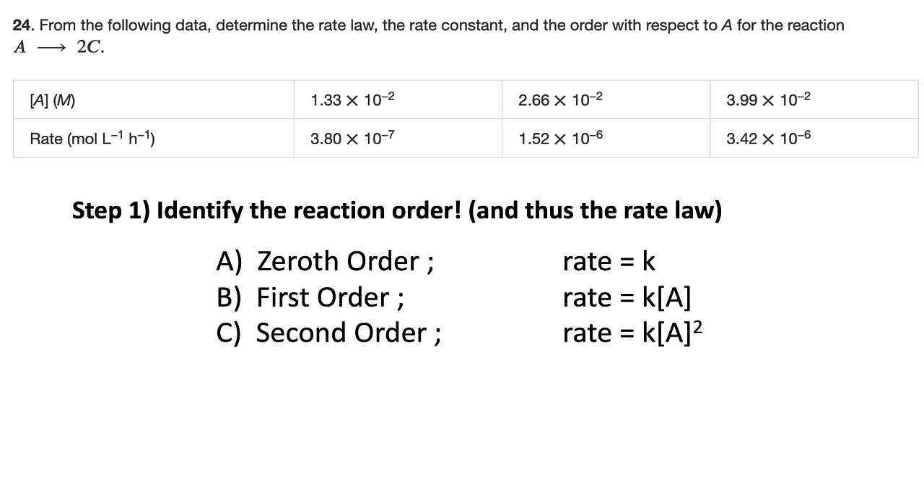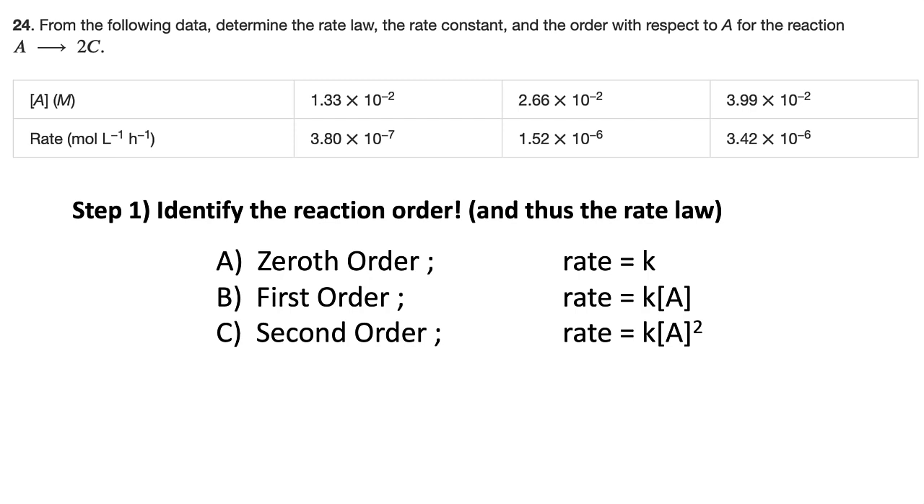As we've discussed with these orders, 0th order would mean that when the concentration of A changes, there is no change to the rate. So whatever we do to this particular species doesn't seem to affect the rate. That's what 0th order means. First order means that if we double the concentration of A, the rate would double. And second order means that if we double the concentration of A, the rate would quadruple.